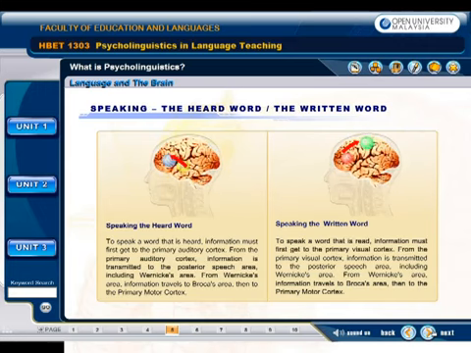To speak a word that is read, information must first get to the primary visual cortex. From the primary visual cortex, information is transmitted to the posterior speech area, including Wernicke's area. From Wernicke's area, information travels to Broca's area, then to the primary motor cortex.